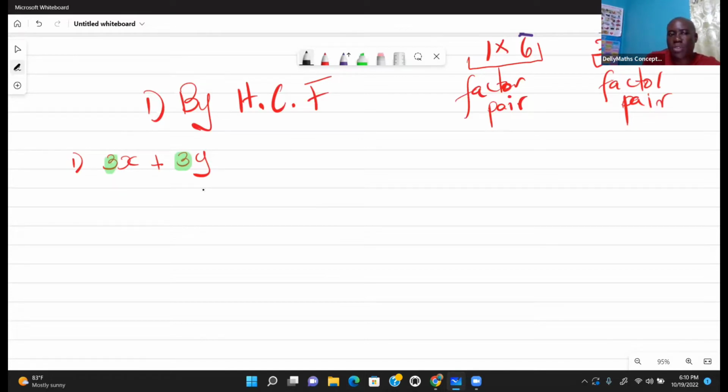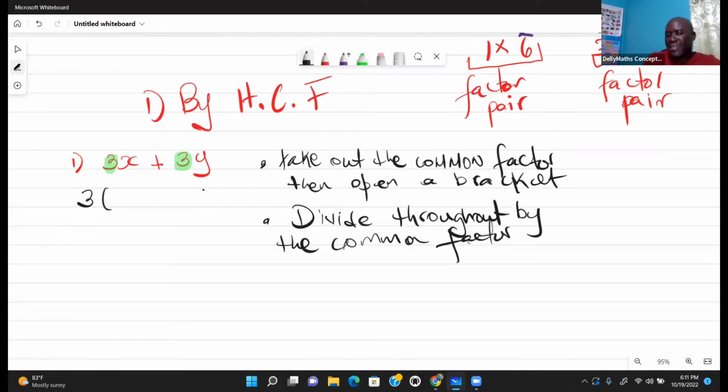The letters are different. So take out the common factor, then open a bracket, into. So that's a division, into. So if 3 goes into 3x, the 3 cancels, leaving the x, you write back the x. If 3 goes into 3y, 3 cancels, leaving the y, plus y. There's nothing else, you close the bracket.